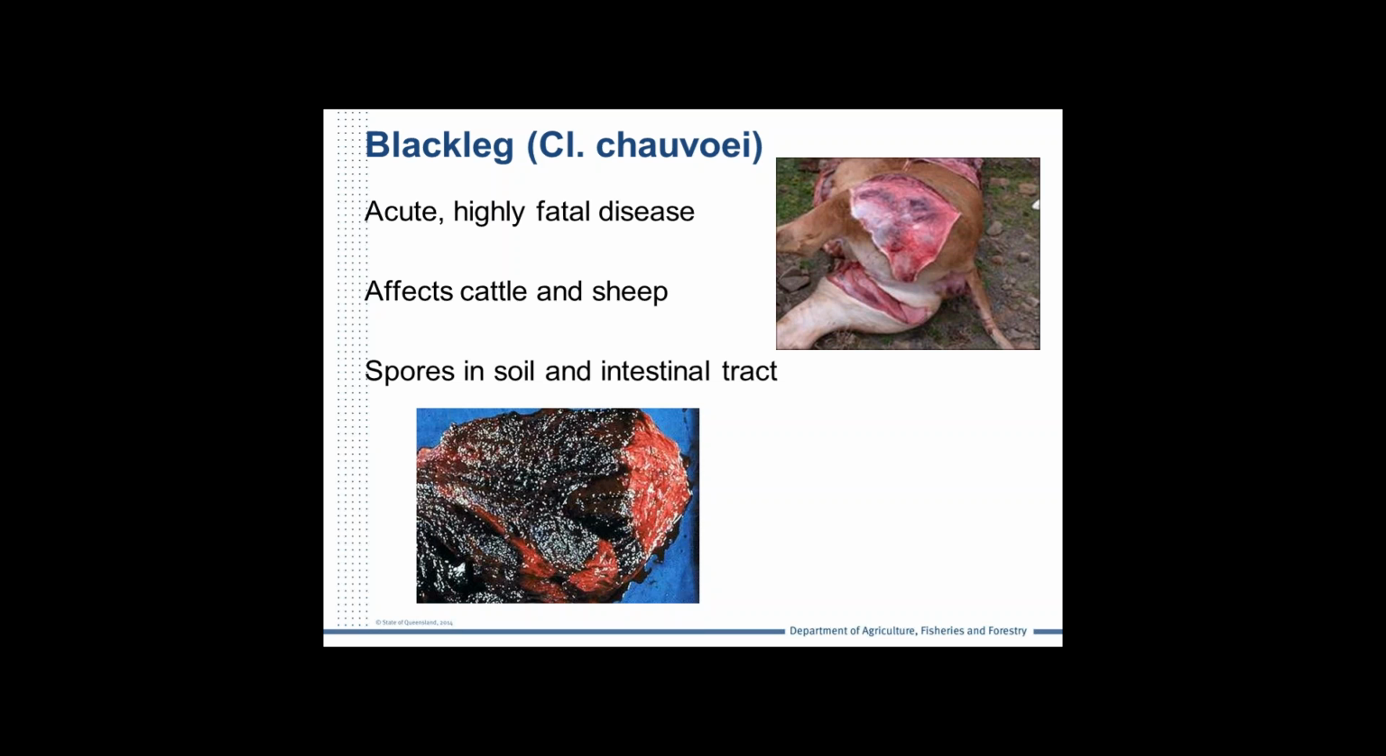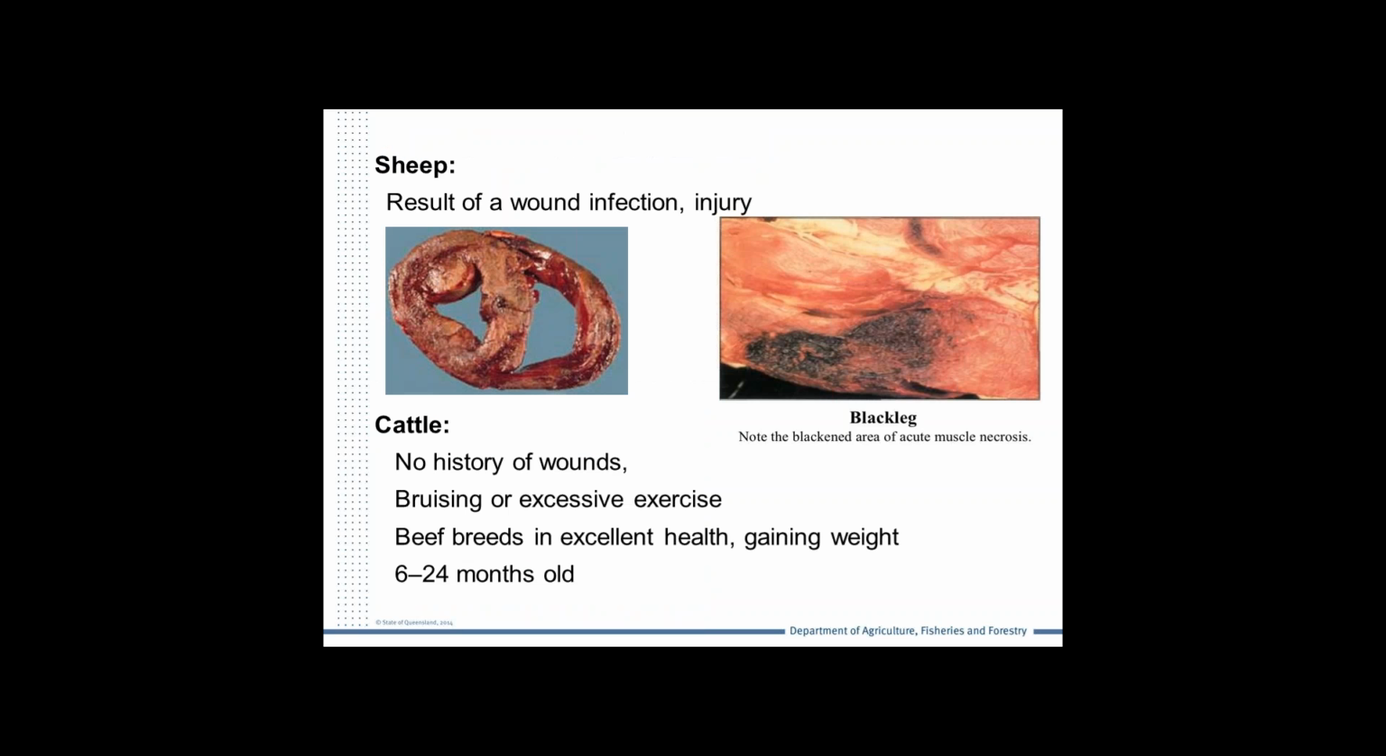You can also find the bacteria naturally in the intestinal tract of animals, and it's thought that they're ingested, that they pass through the wall of the gastrointestinal tract, enter the bloodstream, and then are deposited in the muscles and other tissues, and they may remain dormant in the muscles indefinitely. In sheep, it's usually the result of a wound infection or an injury, and may follow something such as castration, shearing cuts, docking, or crutching.